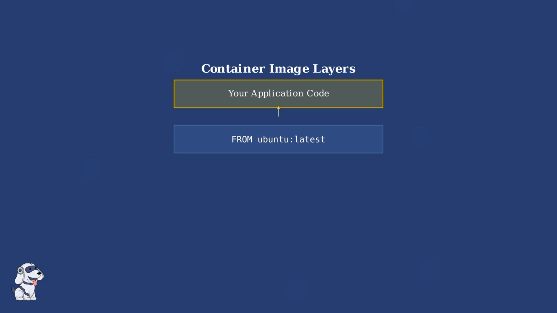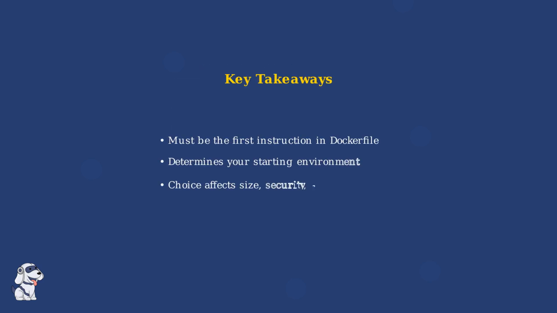The FROM instruction essentially overwrites everything with the contents of the base image. This means your container starts with a clean slate containing only what the base image provides. Here are the key takeaways about the FROM instruction. It must be the first instruction in your Dockerfile. It determines your starting environment. And choosing the right base image affects your final container size and security.